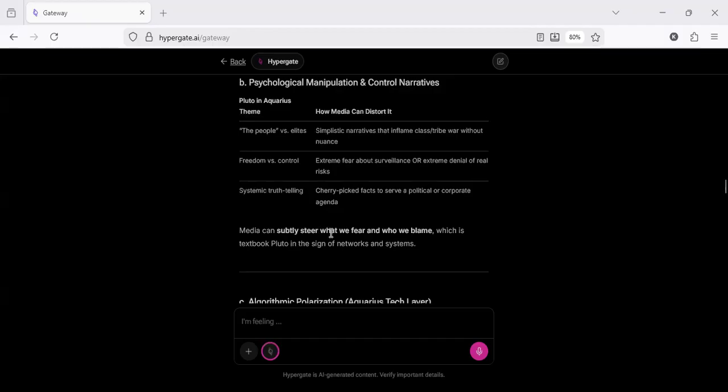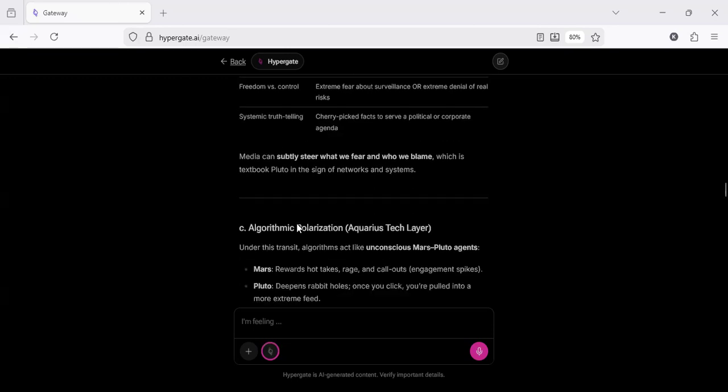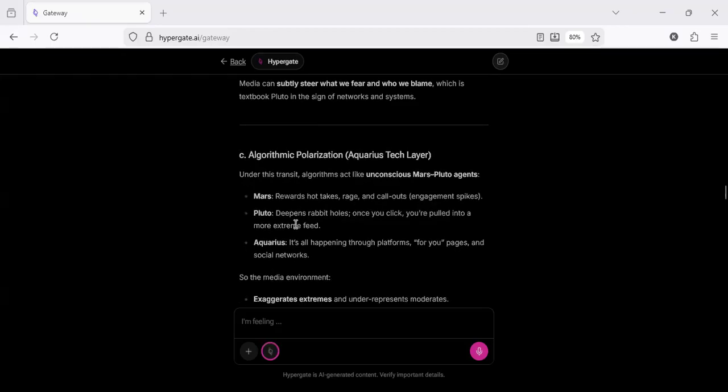Okay, media can subtly steer what we fear and who we blame. Subtly is not the right word there, but yes, they do that all the time. It's blatant. Anyway, which is textbook Pluto in the sign of networks and systems, right? This is great. Okay, algorithmic polarization. This is the Aquarius tech layer. Under this transit, algorithms act like unconscious Mars Pluto agents. Mars rewards hot takes, rages, and call-outs, engagement spikes.